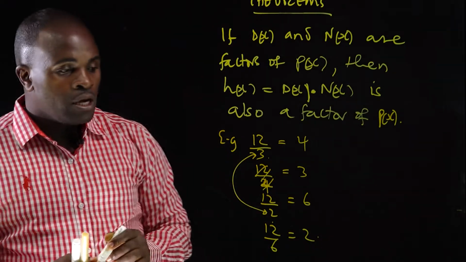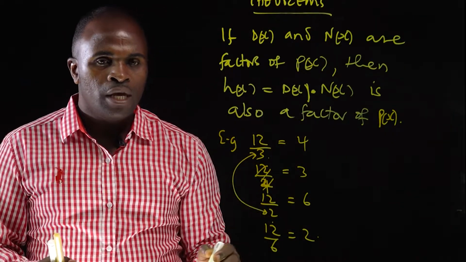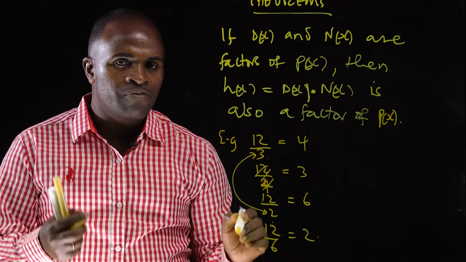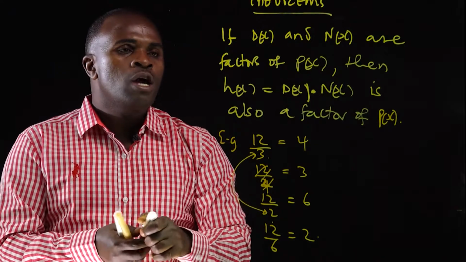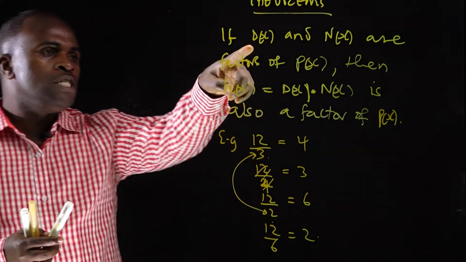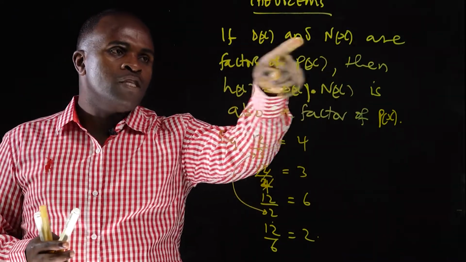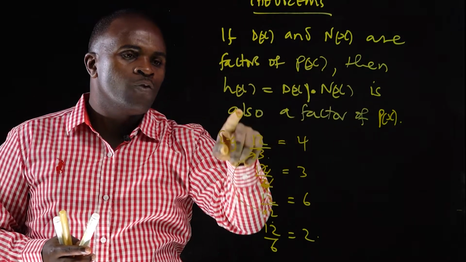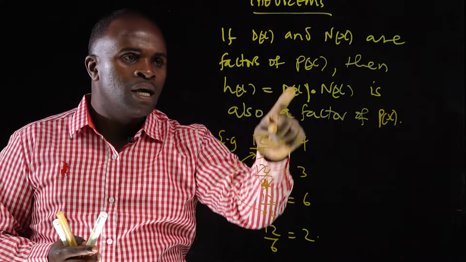So this is the way you can see it. We say if A is a factor of D and B is a factor of D, then A times B must be a factor of D as well. So this is the idea that you have two factors of a function P of x, one factor called D of x and another N of x. If you multiply these two factors, the result is called H of x, and it must also be a factor of P of x.